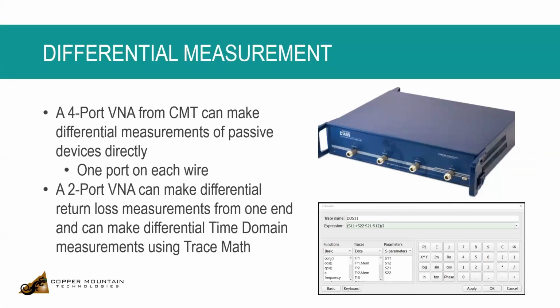I did mention that we can do differential measurement. You can do that with a 4-port VNA or the 16-port VNA I mentioned earlier. The 4-port VNA will do a single pair. The 16-port VNA will do 4 pairs. But do keep in mind that using trace math, you can use a 2-port VNA to make a differential measurement from one side.